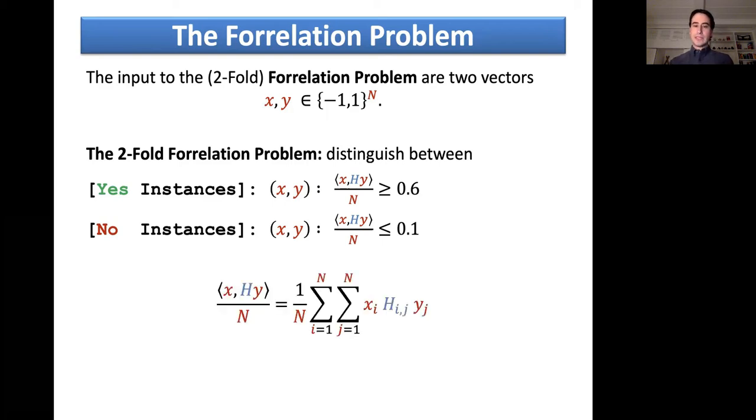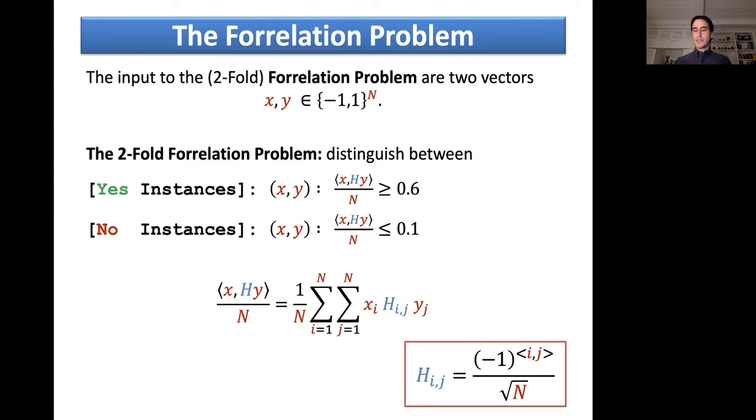Let's just spell out what this x inner product Hy is. You can open it up, and it's just the sum over all i's, the sum over all j's, x_i H_ij y_j, and all this is divided by n. The important thing about this Hadamard matrix is that all the entries of this matrix are rather small. They are of magnitude 1 over square root n, so either plus 1 over square root n or minus 1 over square root n.